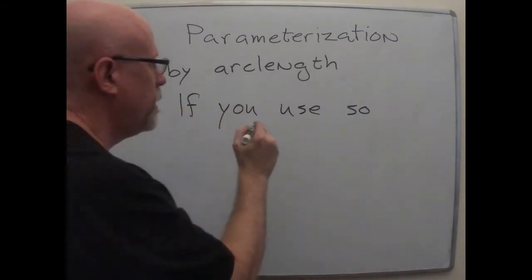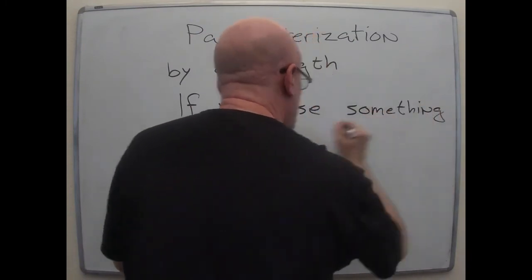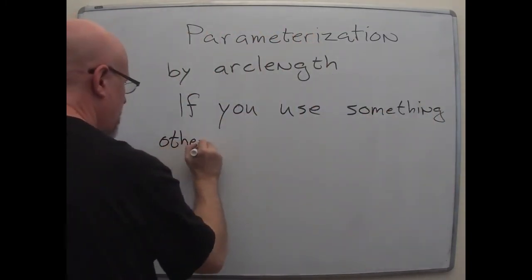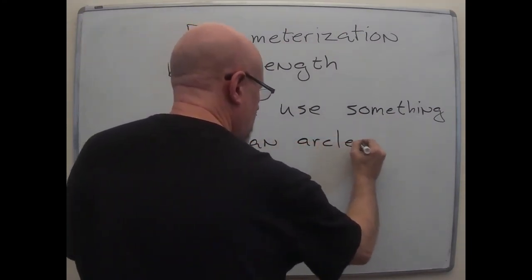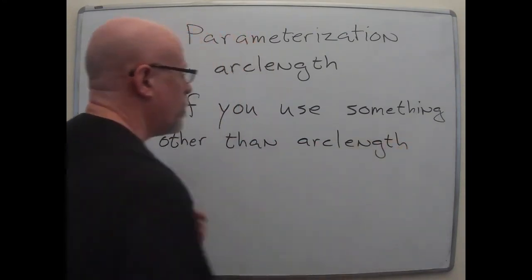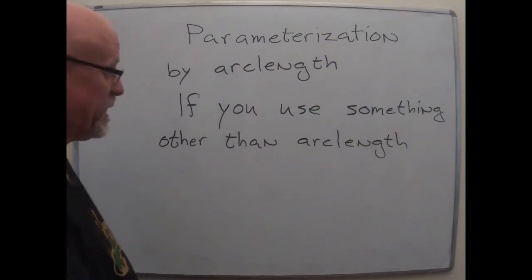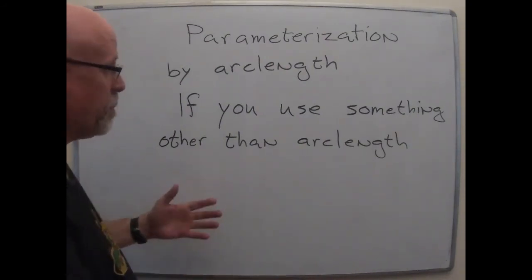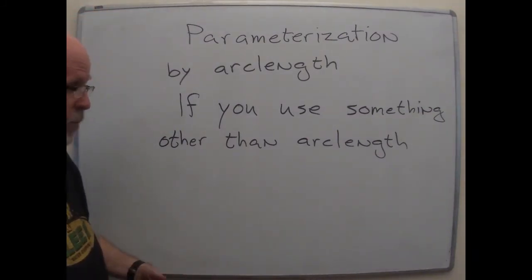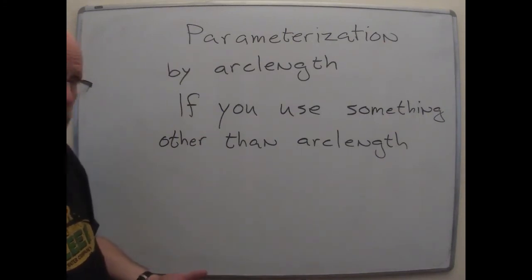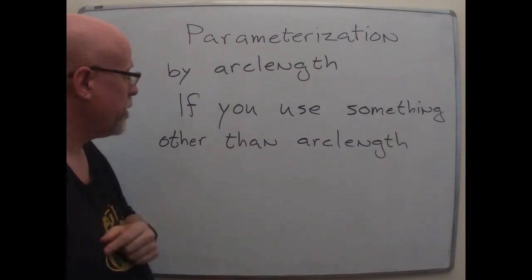If you use something other than arc length, well then the computations you do about the curve are going to depend on what that something other is. You don't want to use a time parameter. I could follow the same path in multiple different ways with different profiles of how fast I was moving at different times. So if I'm looking to get just the geometric character of that path, arc length is the thing to do.